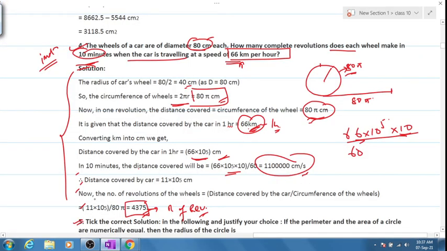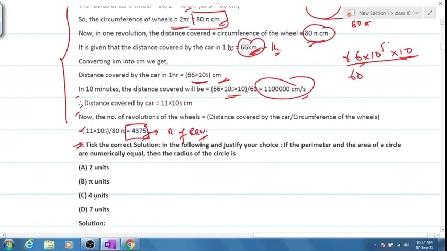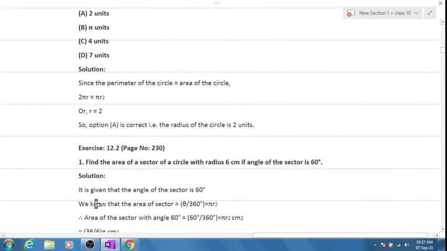Question number 5 will be done by you. Question number 5 is an MCQ type and a very easy one. After having done the entire exercise, I don't believe this will be a big problem for you. Question number 5 will be homework.